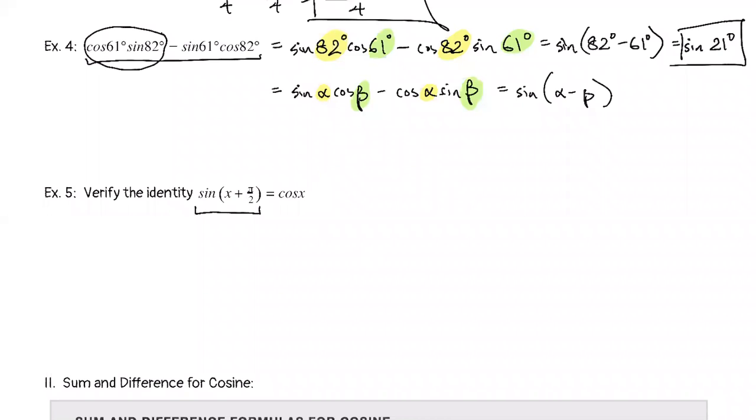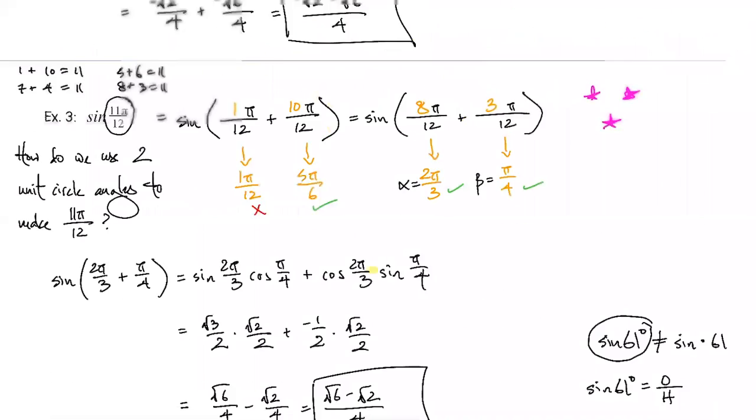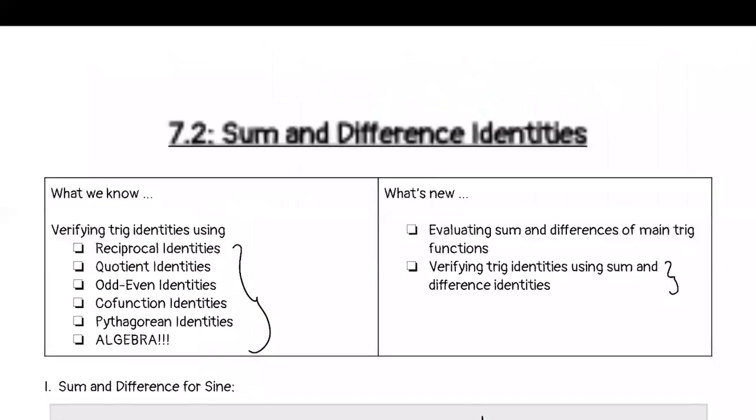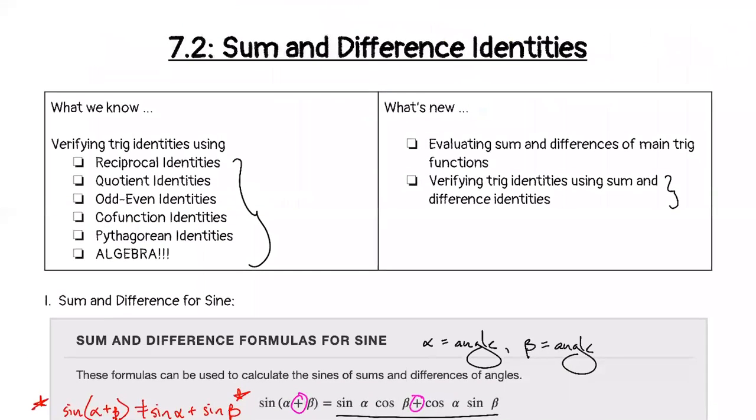So we run through our list of identities, right? I'm going to scroll back up to the top real quick. These are all the identities we learned so far. Can we use the reciprocal identity? Can we use the quotient identity? Can we use odd or even? Can we use cofunction? Can we use Pythagorean? So it's kind of a checklist on purpose, okay?